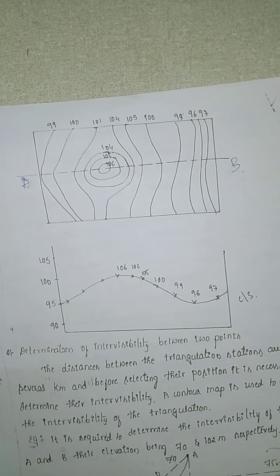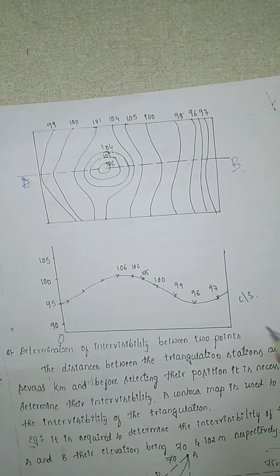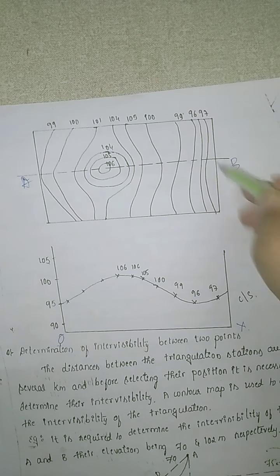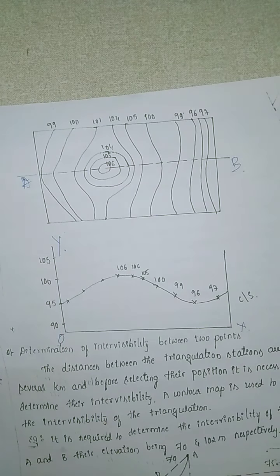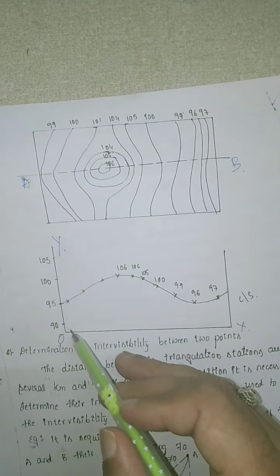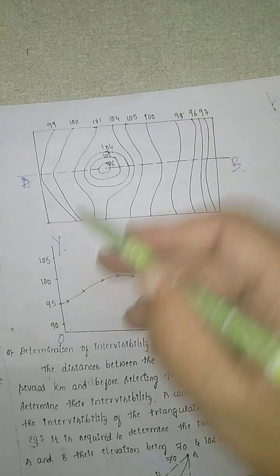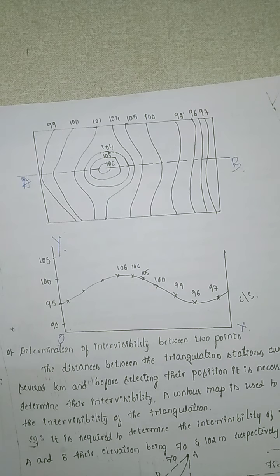The contours are projected on an OX sheet. This is your O and this is your X. Here they are going to be plotted, and then their corresponding heights, the RLs, are going to be plotted on the OY axis.